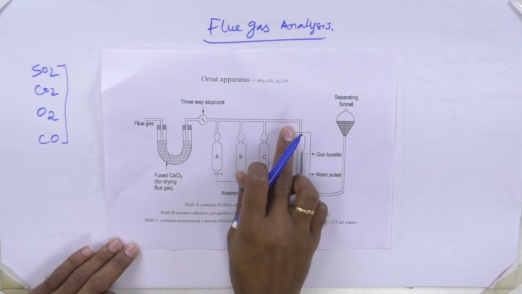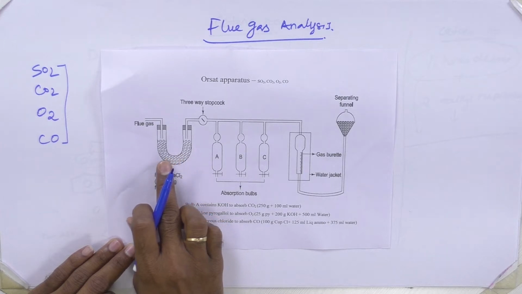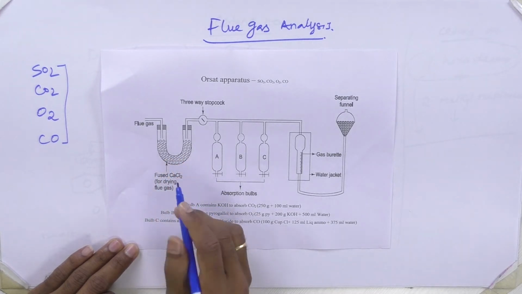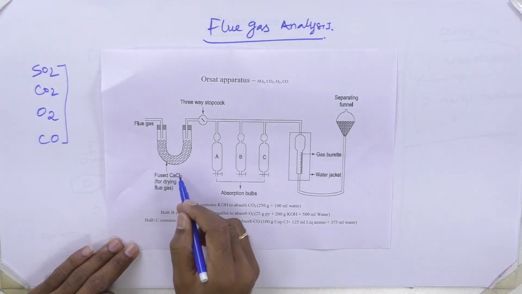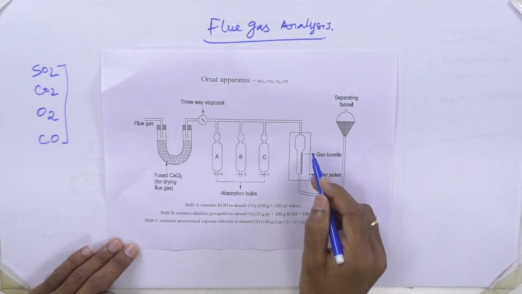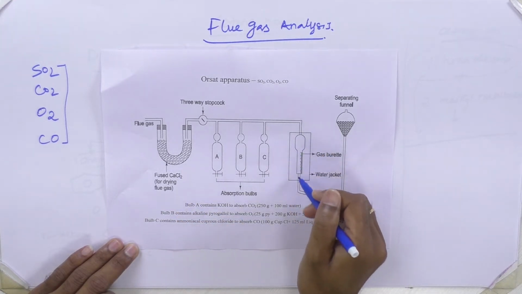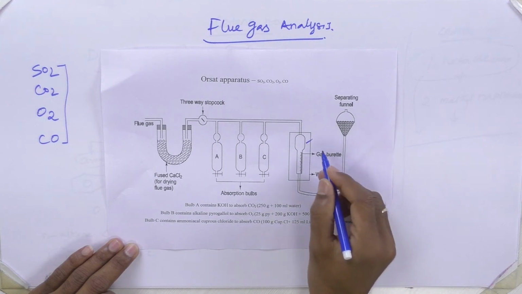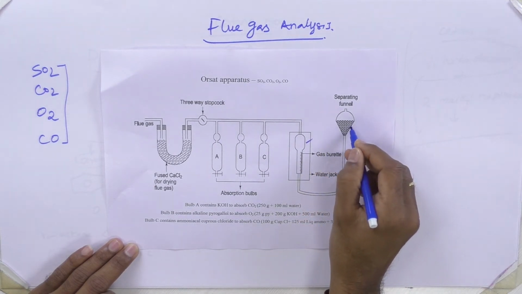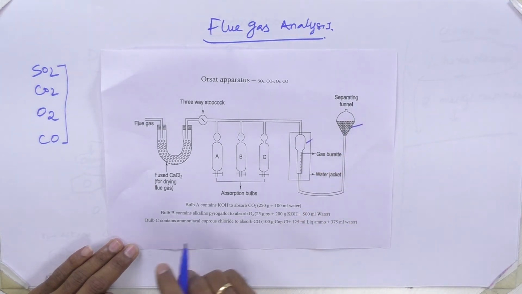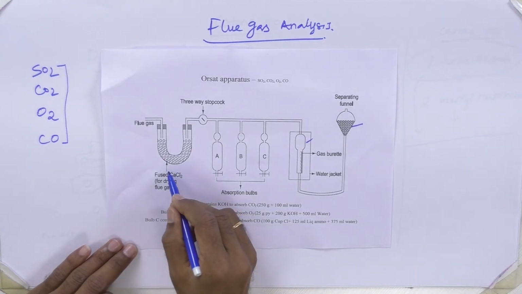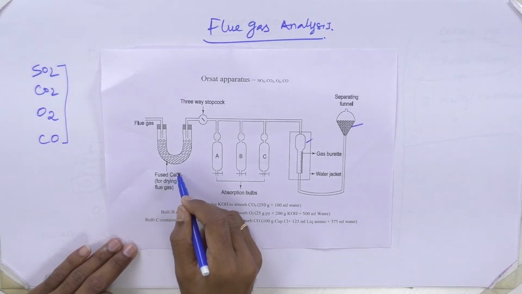It has a horizontal tube, and one end of the tube is connected with a U tube filled with fused anhydrous calcium chloride, and the other end of the tube is connected to a burette. This is the burette, and the burette is connected with a funnel filled with liquid water. What is the purpose of keeping calcium chloride inside the U tube?